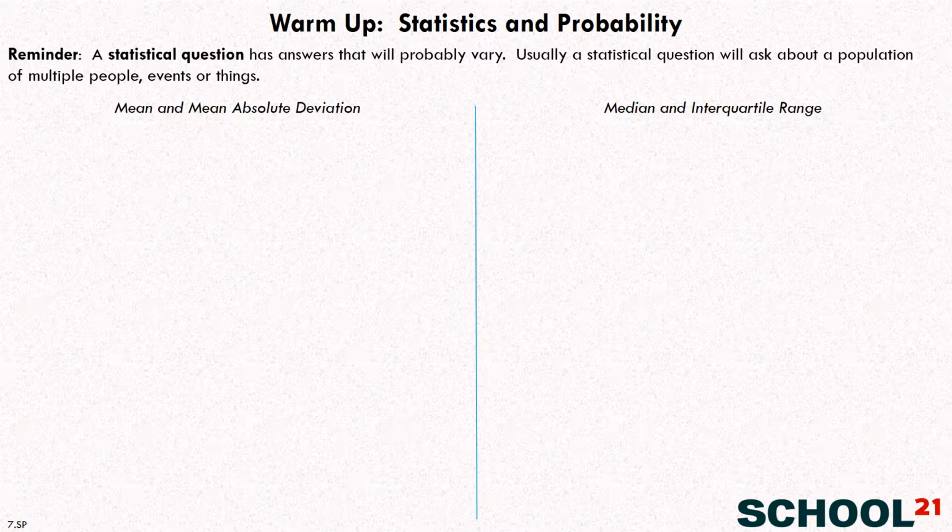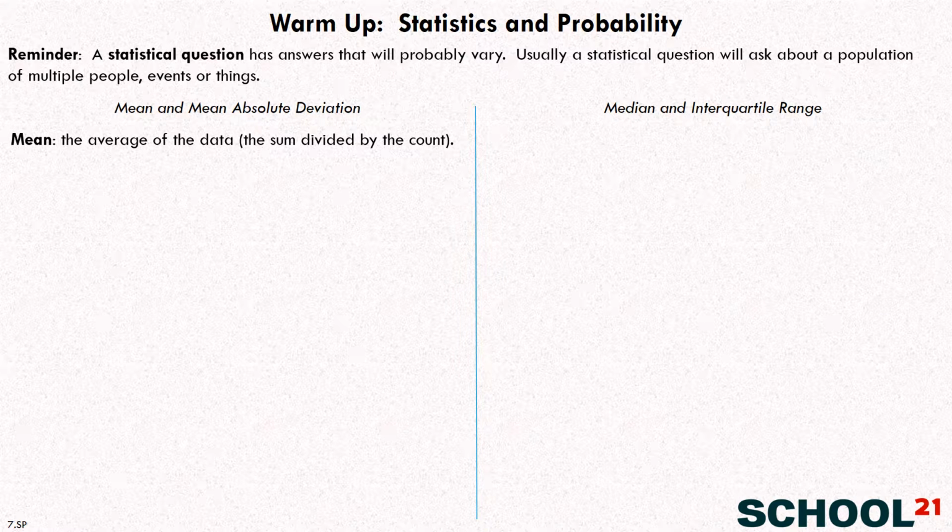A statistical question has answers that will probably vary. So you're going to be gathering a bunch of data that varies from person to person or event. And usually a statistical question will ask about a population of multiple people, events, or things. Okay? And then you'll be able to analyze that data using measures of center like mean and median, and measures of variation or variability like mean absolute deviation and interquartile range. So let's just remind ourselves what those things are.